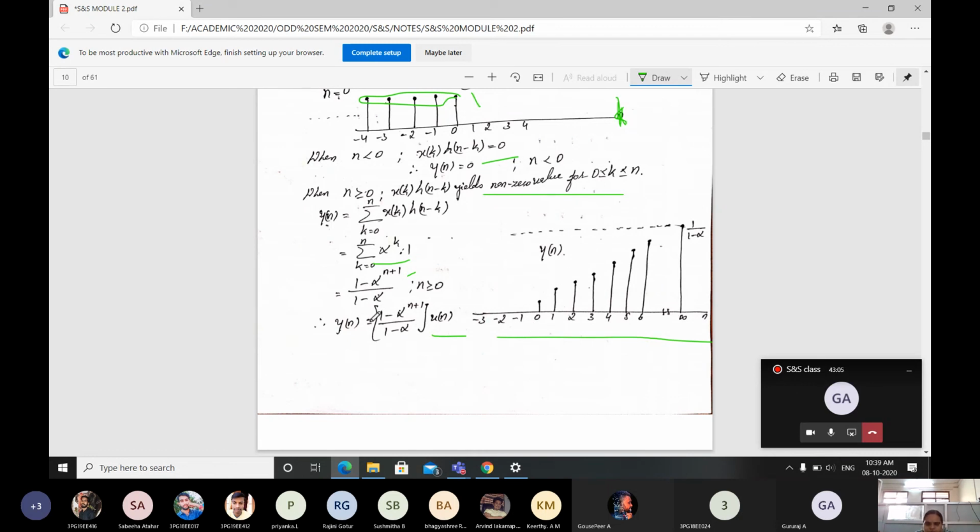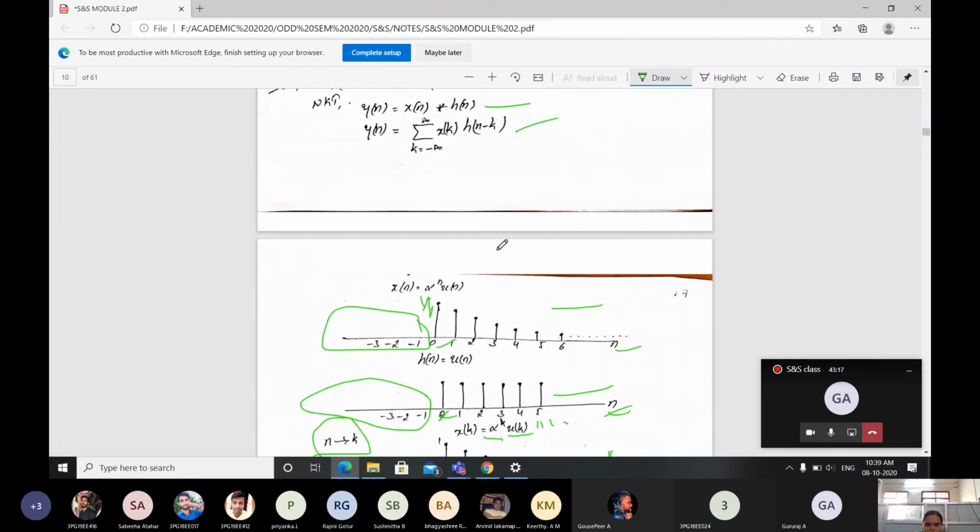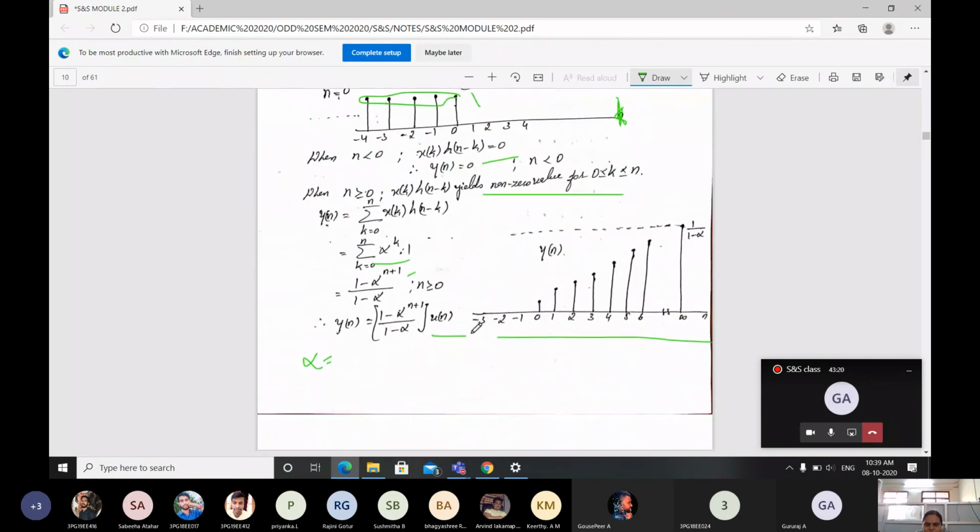For y of n, if I take alpha as any value, we should take it within the range 0 to 1. If I take alpha as 1, 1 minus 1 will be 0, and 1 by 0 means infinite. If I take 0.5, and for n changing as 0, 1, 2, 3, like this you have to substitute. When you substitute this, you will be getting the signal like this. It is increasing from 0 till infinity. When n is infinity, you will be getting 1 divided by 1 minus alpha, because alpha raised to infinity will be 0. At infinity, you will be getting 1 divided by 1 minus alpha.